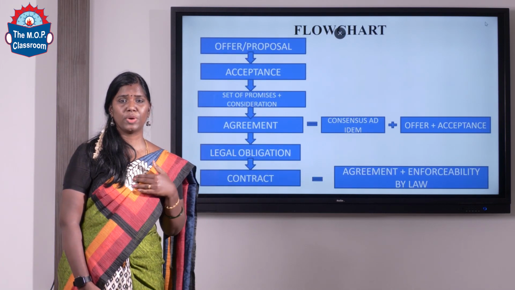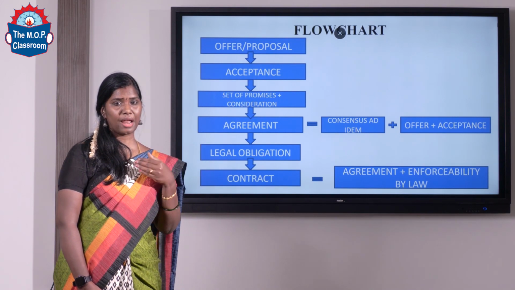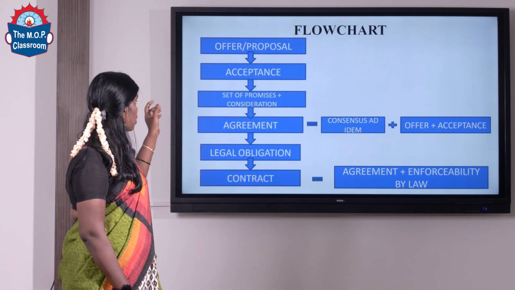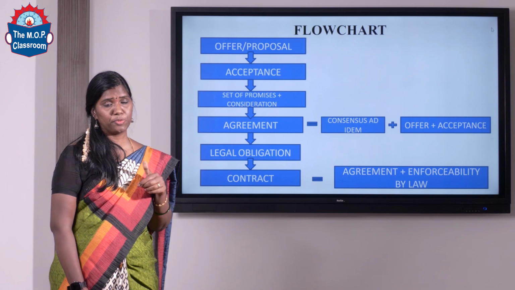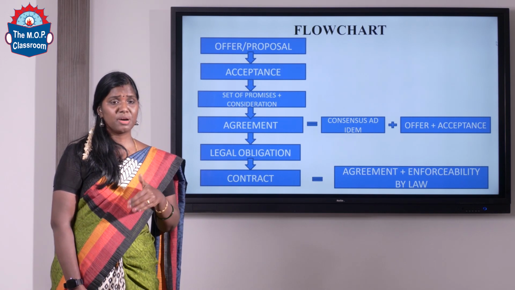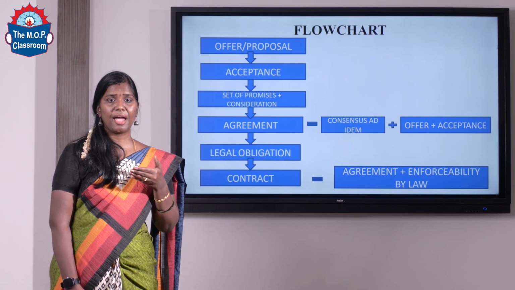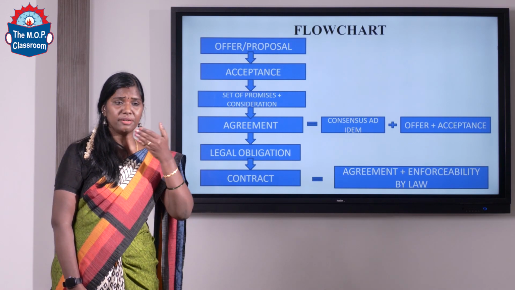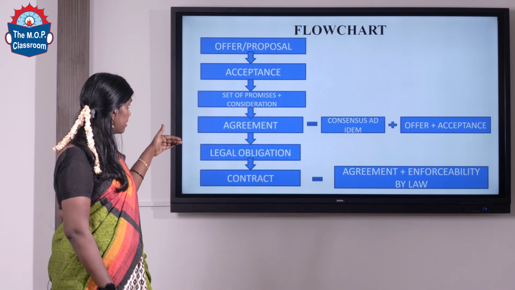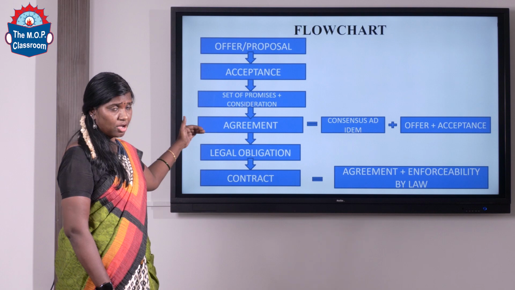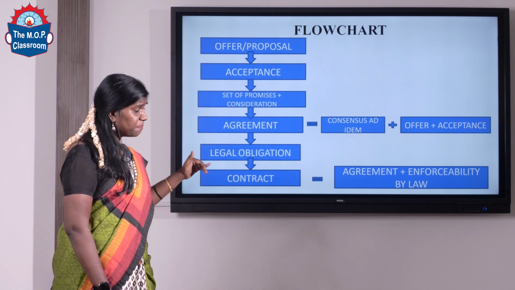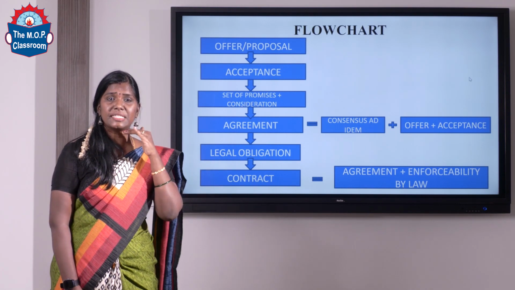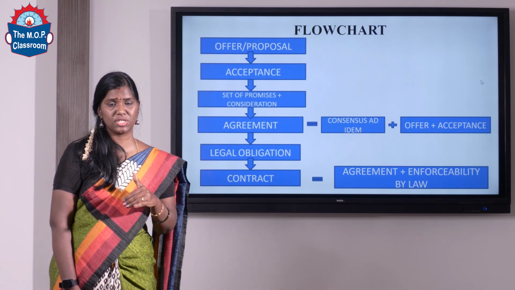The flow chart to explain how a contract emerges. So it starts from offer or proposal. There must be an offer or proposal by one party and it has to be accepted by the other party. So acceptance evolves, and then acceptance has to be from a set of promises plus consideration.